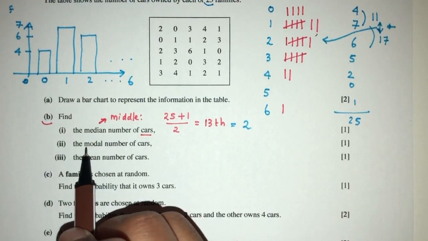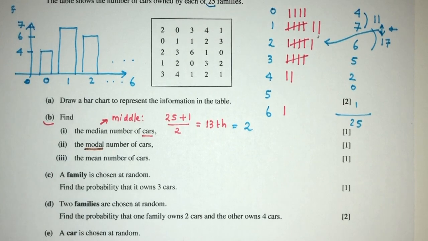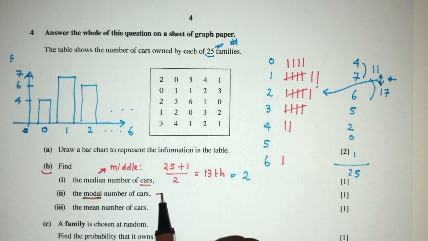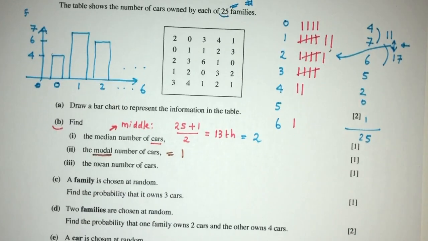Now for part 2, we have to find the modal class. The modal is the one which has the most frequency. If you observe, that will be this one. So 1 is the modal number of cars.